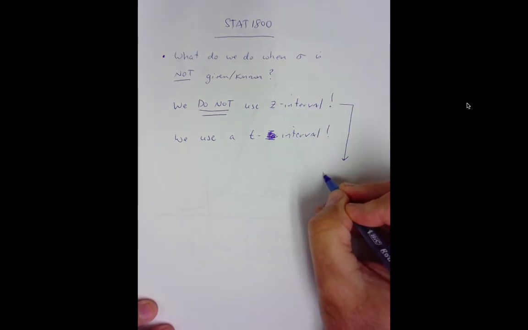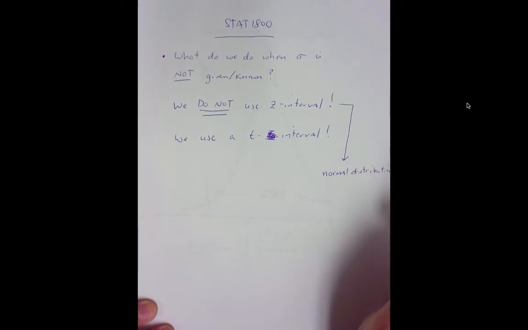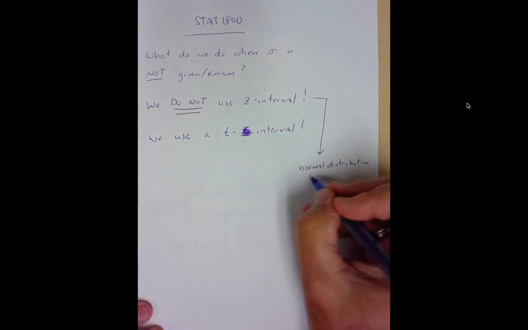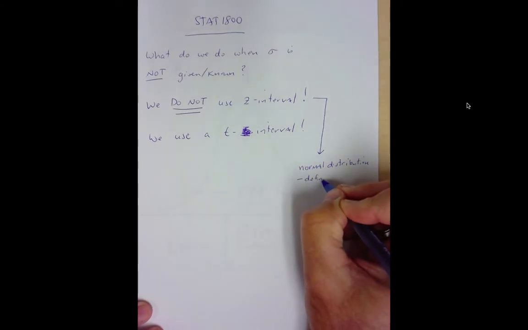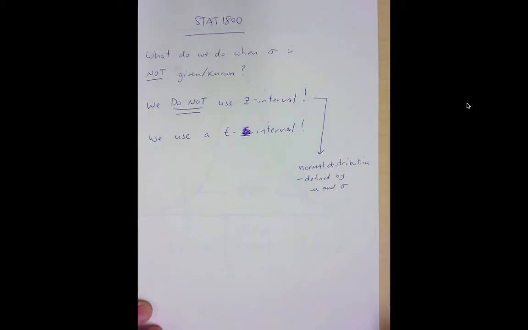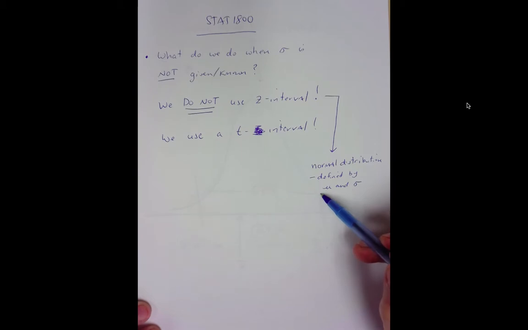A z interval has as its basis a z distribution. And a normal distribution is defined by its mean and its standard deviation. So if I know I have a normal distribution that has a mean of 100 and a standard deviation of 15, I know where it's centered and my variation, my deviation, is defined.